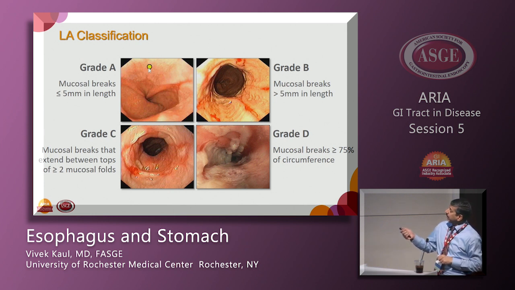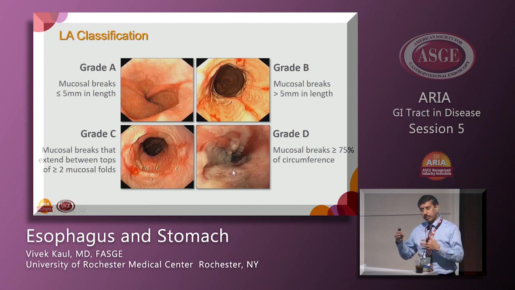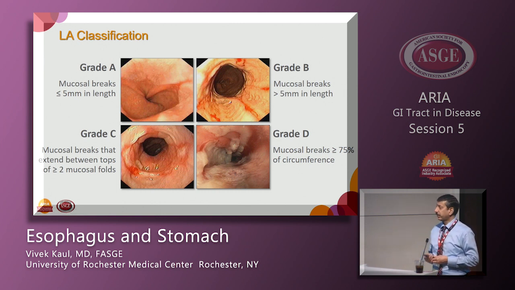So this here is the famous GE junction we talked about so many times already. This is the lower end of the esophagus, the tubular esophagus, they call it. And as you can note from picture A to D, the degree of inflammation is more and more significant. The degree of involvement of the circumference is more significant, and hence the classifications from A to D, without going too much into the detail.